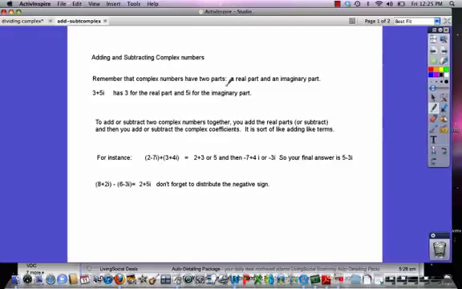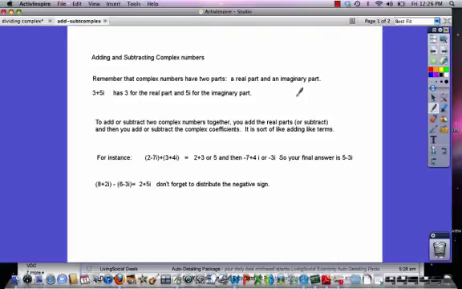Good morning, students. Today we're going to talk about adding and subtracting complex numbers. We've already talked about how to simplify them. So you've got to remember that a complex number has two parts. It has a real part and an imaginary part. 3 plus 5i has 3 for the real part and 5i for the imaginary part.